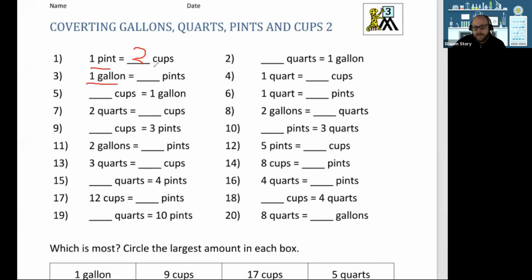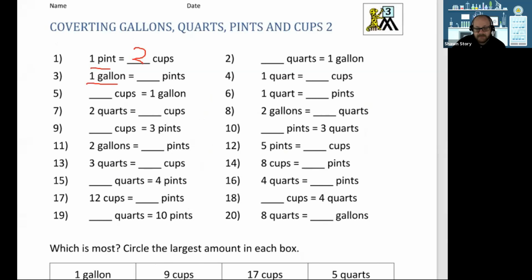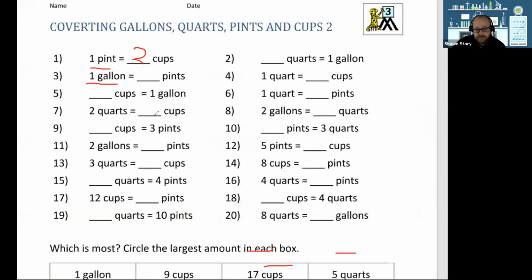Gallon. How many pints are in a gallon? 8. Right? Is it 8? So 2 pints is 1 quart, and there's 4 quarts. So 2 times 4 is 8. I agree. All right, how many cups are in a gallon?